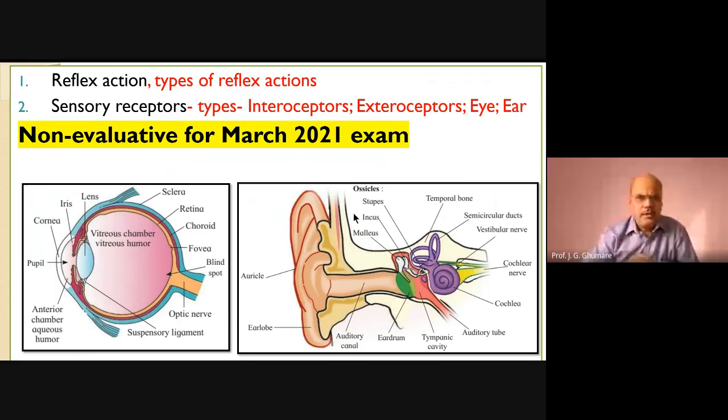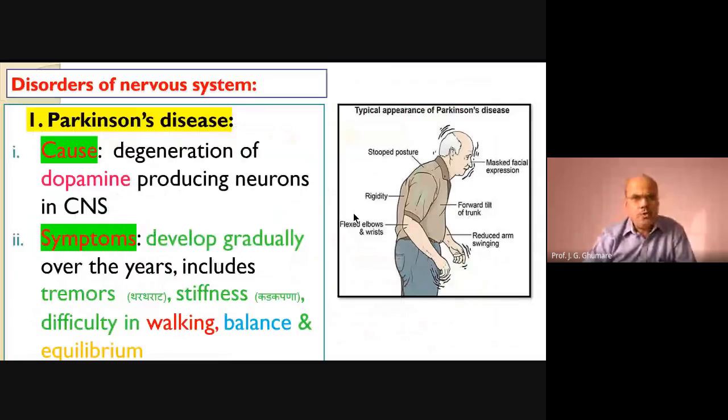Okay. We'll summarize the topic with two or three disorders of nervous system. First one is called Parkinson's disease. You must have heard about someone suffering with this problem. Degeneration of dopamine producing neuron. Dopamine is a neurotransmitter, and the one which will help for important activity in the body. If those nerves are degenerated, dopamine production will not be there, and the person suffers with Parkinson's disease.